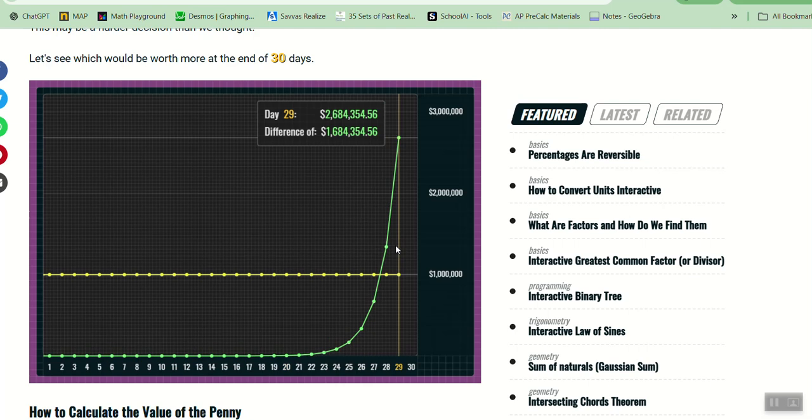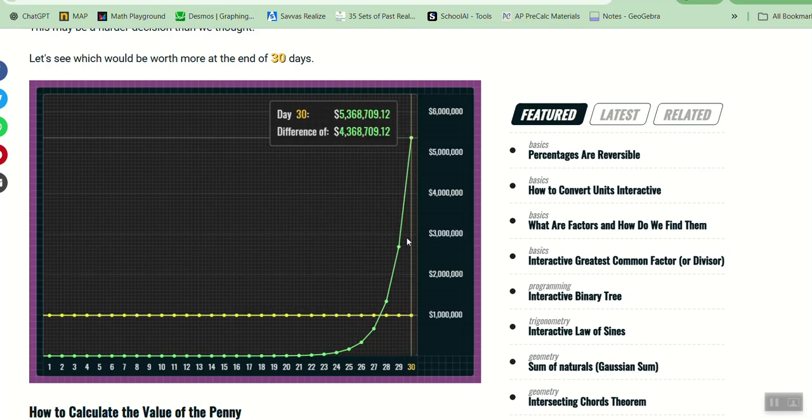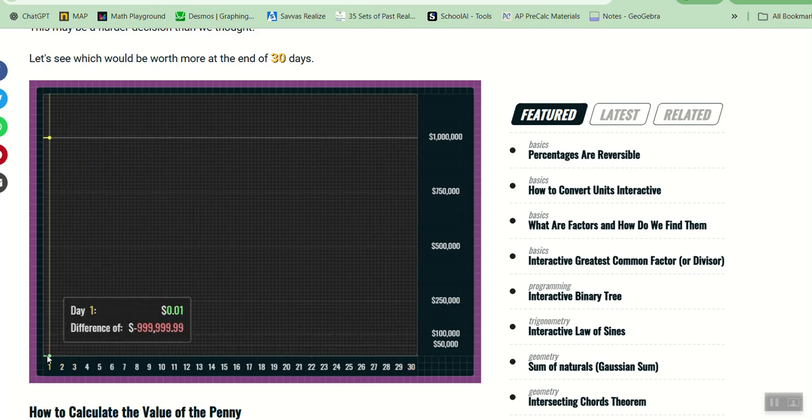So at 30 days, how many pennies do you end up with? 5 million pennies. So you guys are behind by about $4 million. It's $5 million USD. I would have picked the pennies.